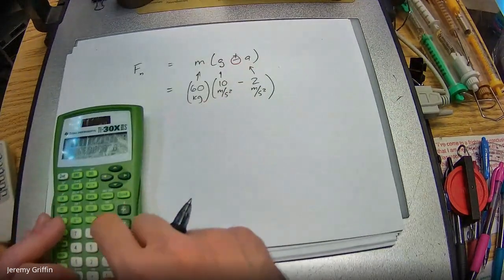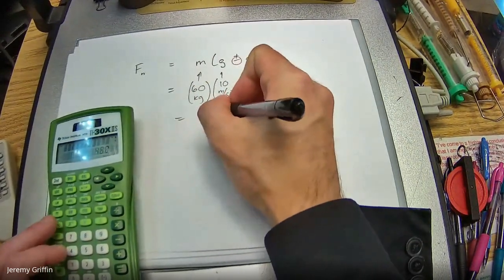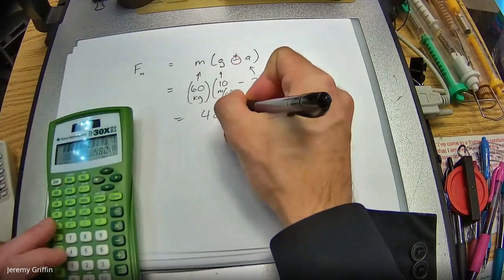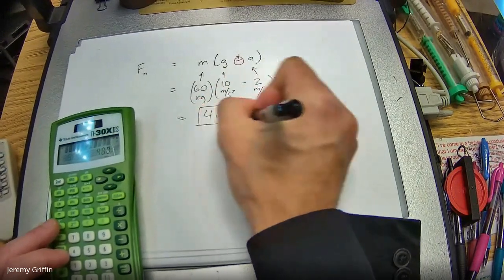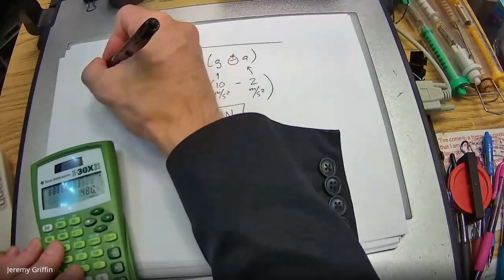Okay. So that'd be 60 times (10 minus 2). I'm looking at 480 newtons. 480 newtons would be the reading from that scale. Okay. That's for part B.